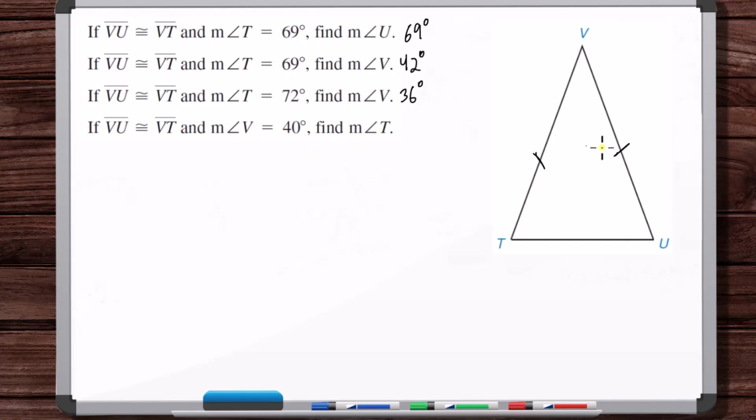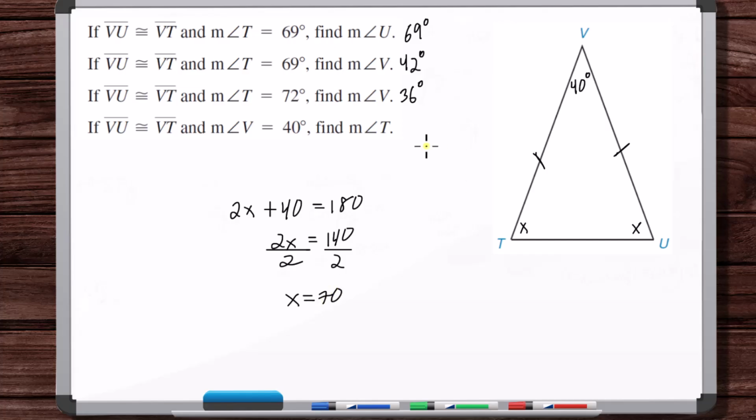Okay, VU is congruent to VT. The measure of angle V is 40 degrees. So now find the measure of angle T. Well, these are going to be the same angle. So it's 2x plus 40 is equal to 180. Subtracting 40 from both sides and dividing both sides by 2, you get x is equal to 70.